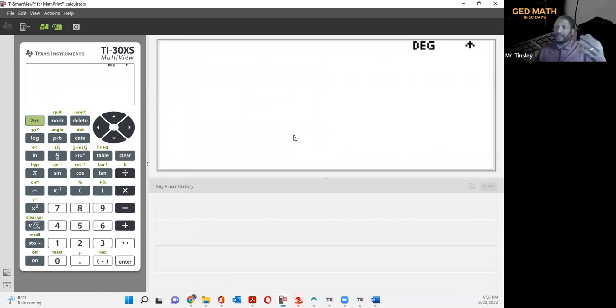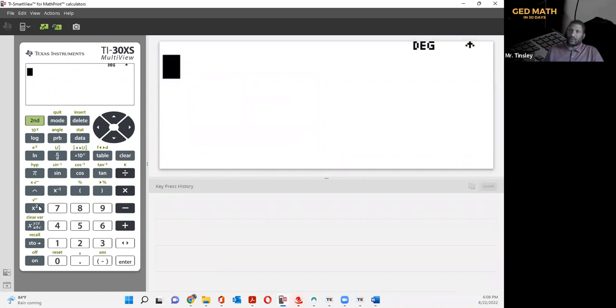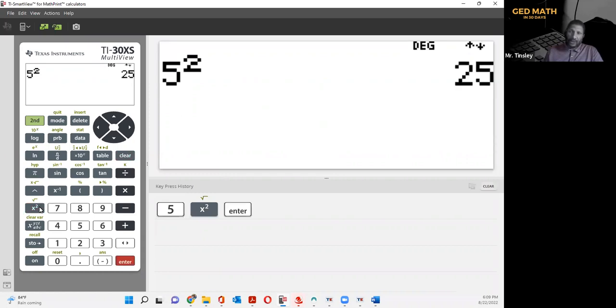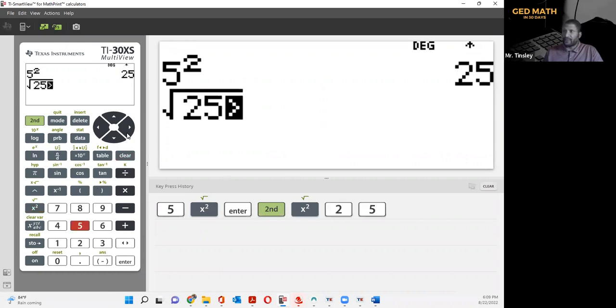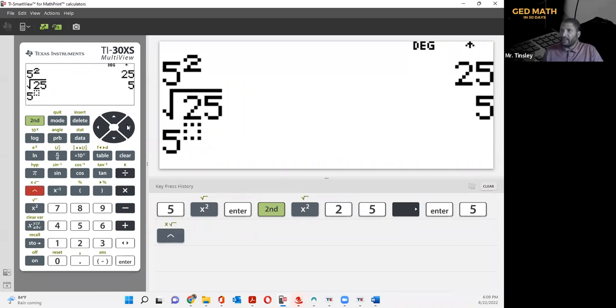I apologize. All right, so square roots. If you want the square, 5 squared. The opposite is the square root, it's in green, second. Square root 25, enter. To do the cubed, you gotta use caret, so it's 5, caret 3. Hit your right arrow to get out of your exponent, hit enter.